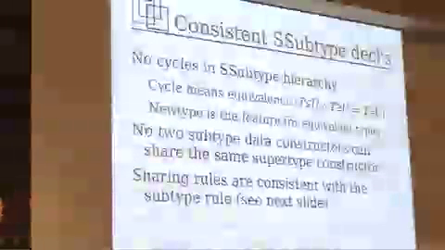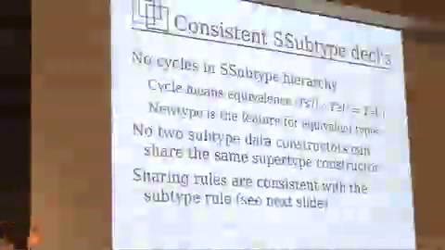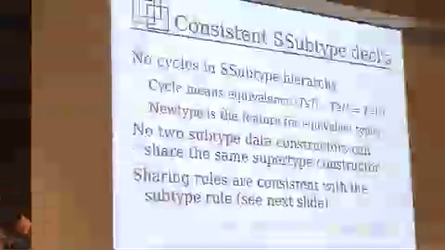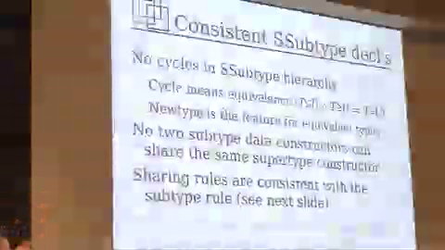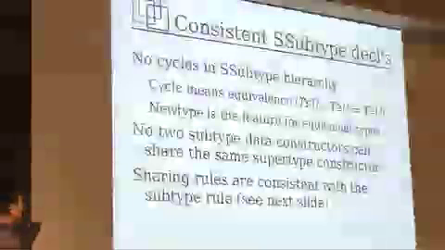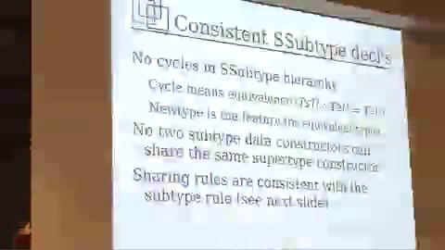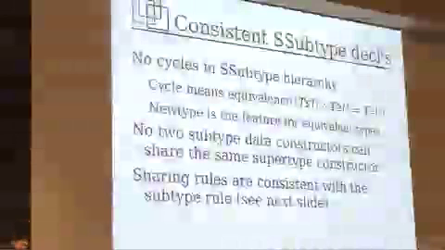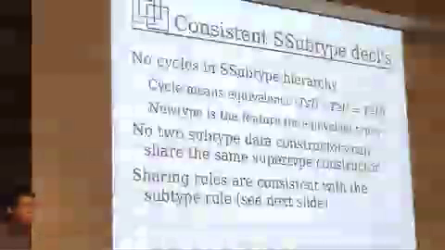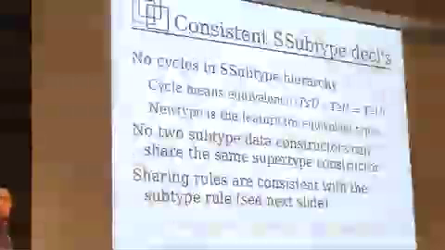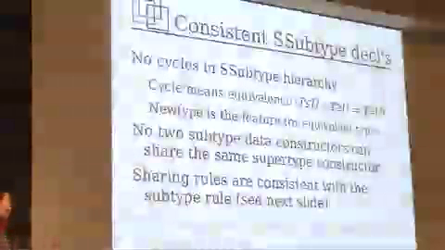And there shouldn't be a cycle. If the cycle is the same type, there is no need. It's just two different data constructors, say both nil and cons shouldn't be the same thing. And sharing rules have to be consistent with the subtype rule. I'll explain in the next slide. And this is a restriction in our current work. We're only thinking about this plain data, not the higher order data, which is the function type in the argument or the result type.